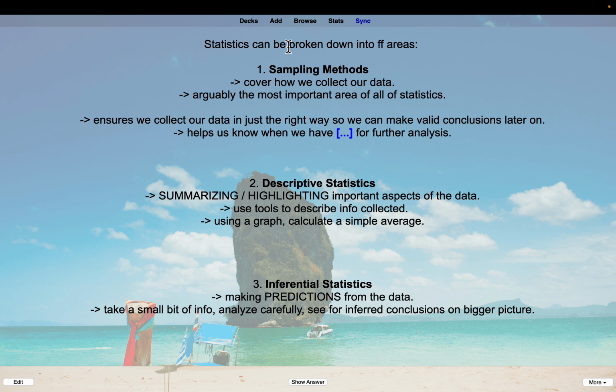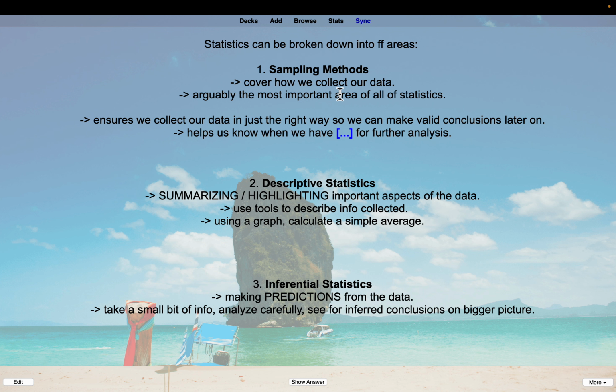Statistics can be broken down into the following areas. We have sampling methods, descriptive statistics, and inferential statistics. These two have already been introduced earlier. Let's focus first on sampling methods. It covers how we collect our data, and is arguably the most important area of all of statistics, because without this, there is no data to interpret in the first place.